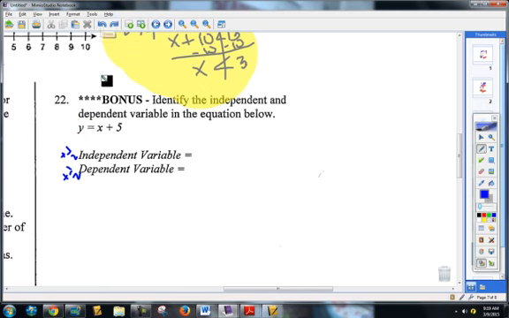The dependent variable is always what the expression equals. Do you all hear me on that? The dependent variable is always what the expression equals because it depends on what that x is. The y is going to change based on what the x is. So therefore, my independent is my x. My dependent is my y. Guys, write it down. I will go ahead and star this. I can promise you that question will be on the summative, but it will not be a bonus.